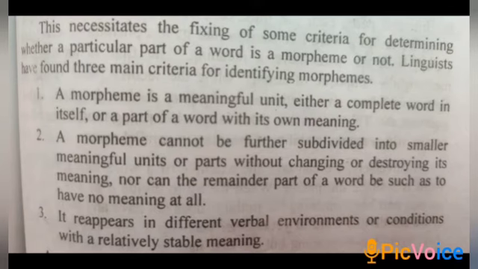Let us begin with the first criterion. In the compound words armchair, airtight, workman, pickpocket, flyover, and earthquake, armchair is arm plus chair. Airtight, air plus tight. Work plus man is workman. Pick plus pocket, pickpocket. Fly plus over, flyover. Earth plus quake, earthquake.